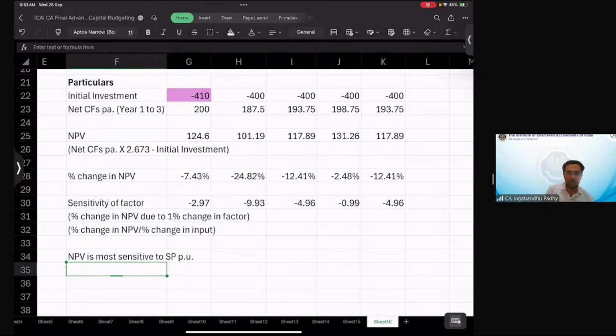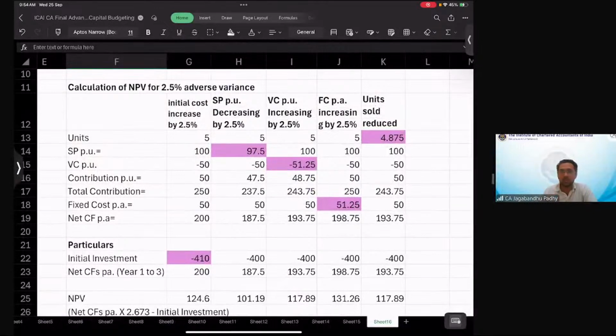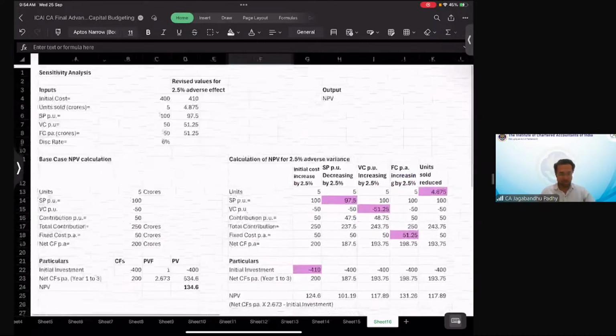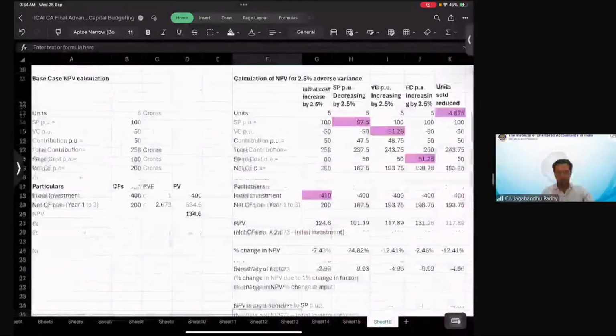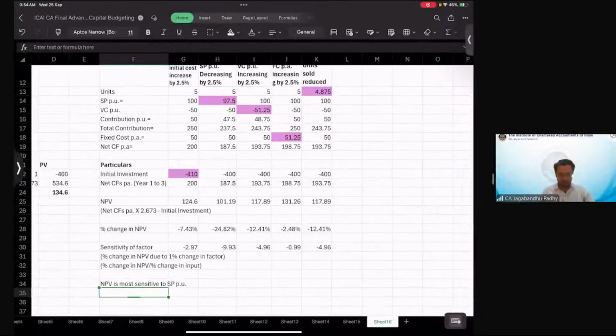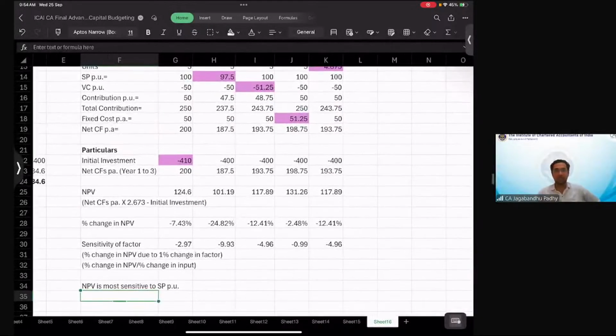Once you have identified that selling price is more sensitive, what will be your course of action? The course of action would be to place more control over the selling price per unit, so that it doesn't get adversely affected, which may lead to an adverse impact on the NPV also. So I hope we have understood what sensitivity analysis is. Sensitivity analysis is basically trying to understand which of the factors are having the greatest impact on the NPV of a project.